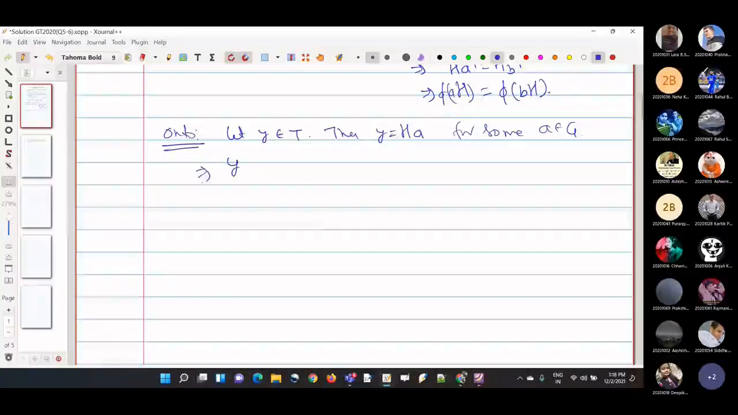And then we can write Ha equals Ha, and a we can write as inverse of a inverse. Fine. So this implies that if we apply phi on both sides, left and right side, we are going to get phi.